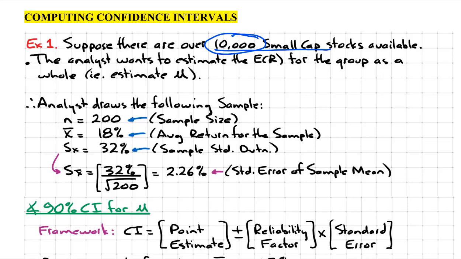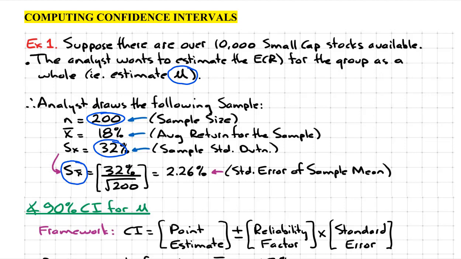But here's where we got to be careful, ladies and gentlemen. This 32% represents the dispersion of individual observations in the sample. But what we're interested in is we want to construct a confidence interval around the mean. So I want to know what the dispersion is for the sample mean. And if that's the case, we got to look at the standard error of the sample mean.